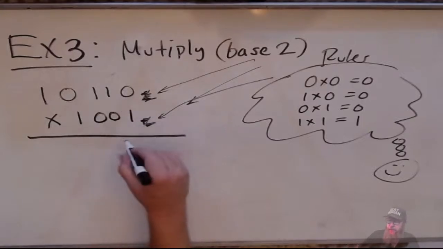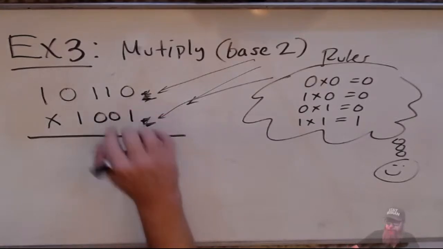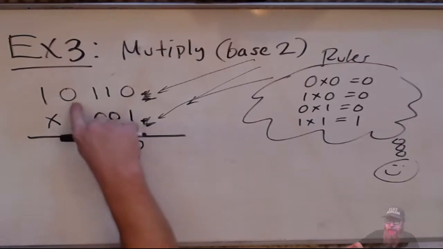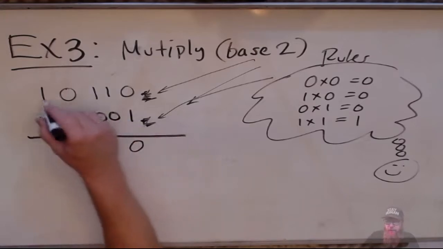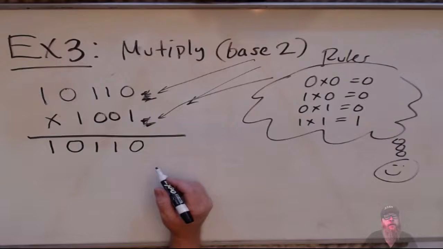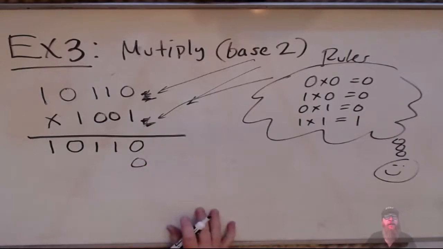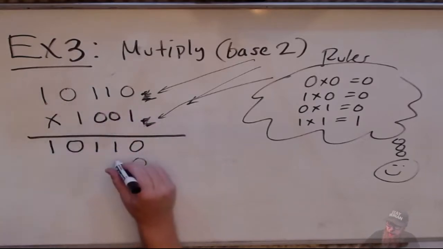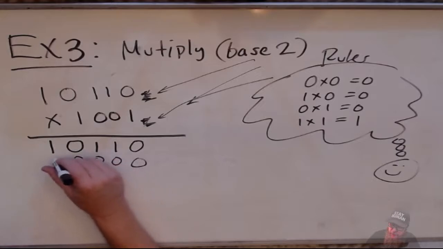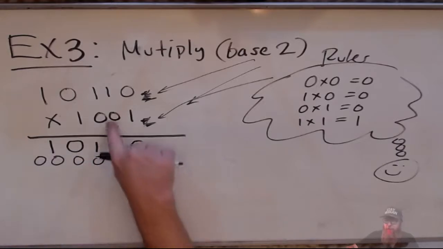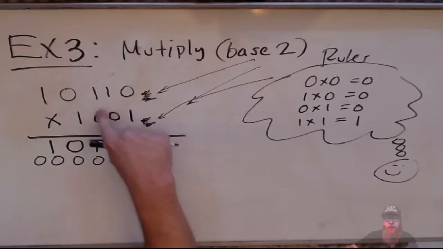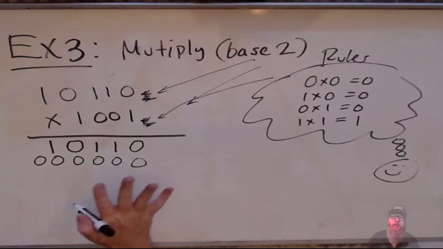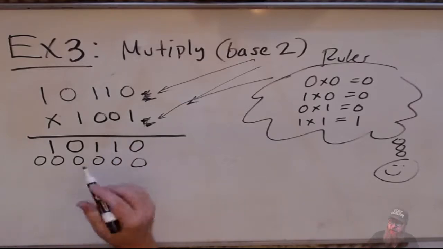So 1 times 0, that's 0. 1 times 1, that's 1. 1 times 1, 1. 1 times 0, 0. 1 times 1, 1. Okay. Put a placeholder and do it again. 0 times all of these numbers are all going to become zeros. You could probably just skip that row. Since this is the first time I've done this for you guys, I'm not going to skip that step.